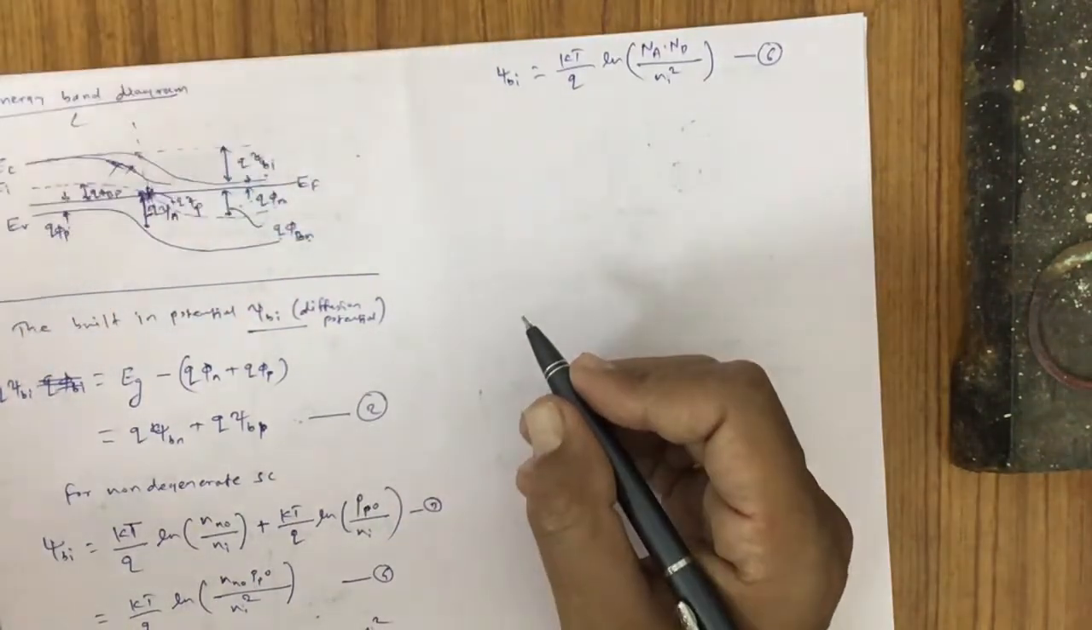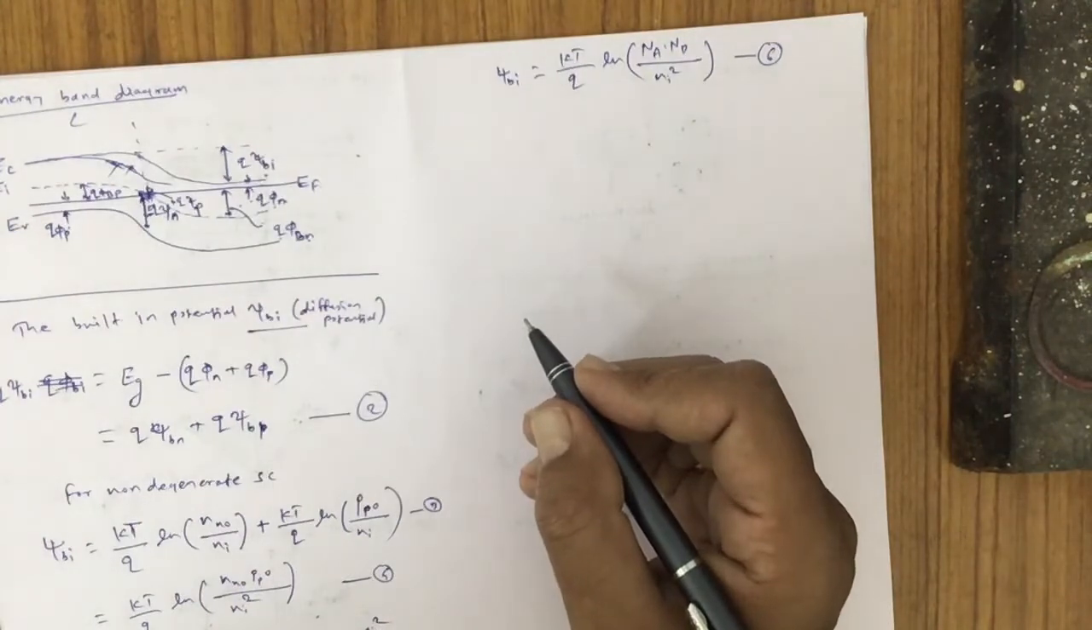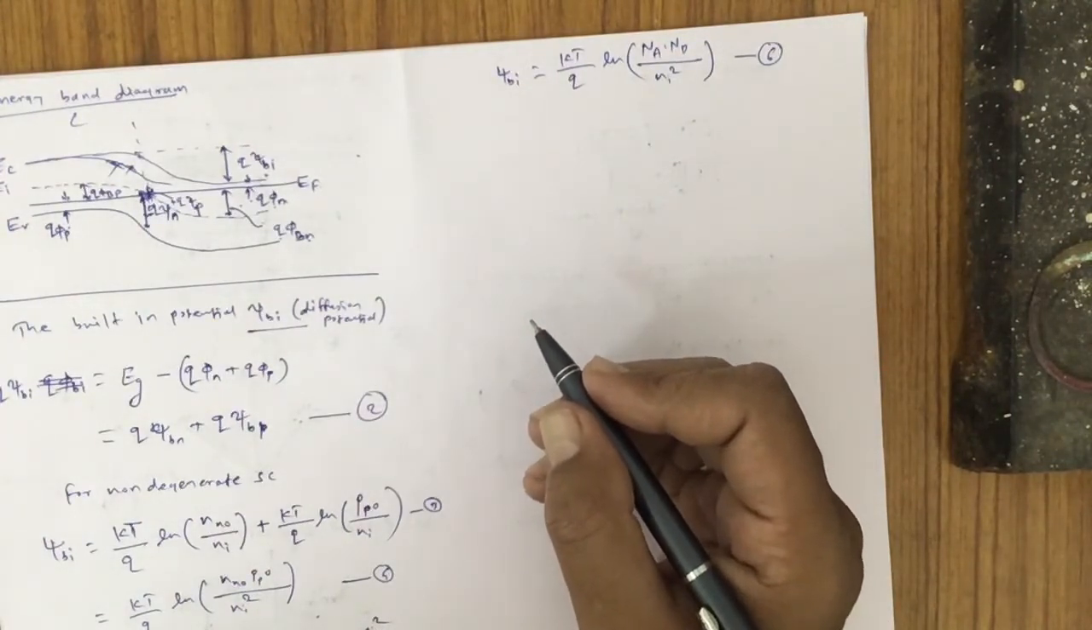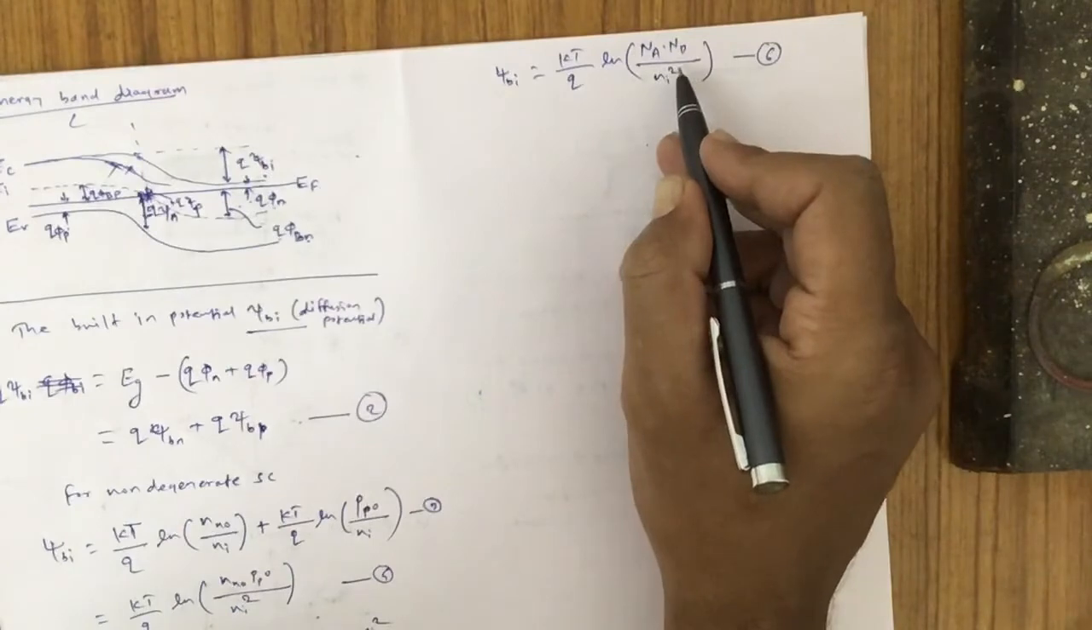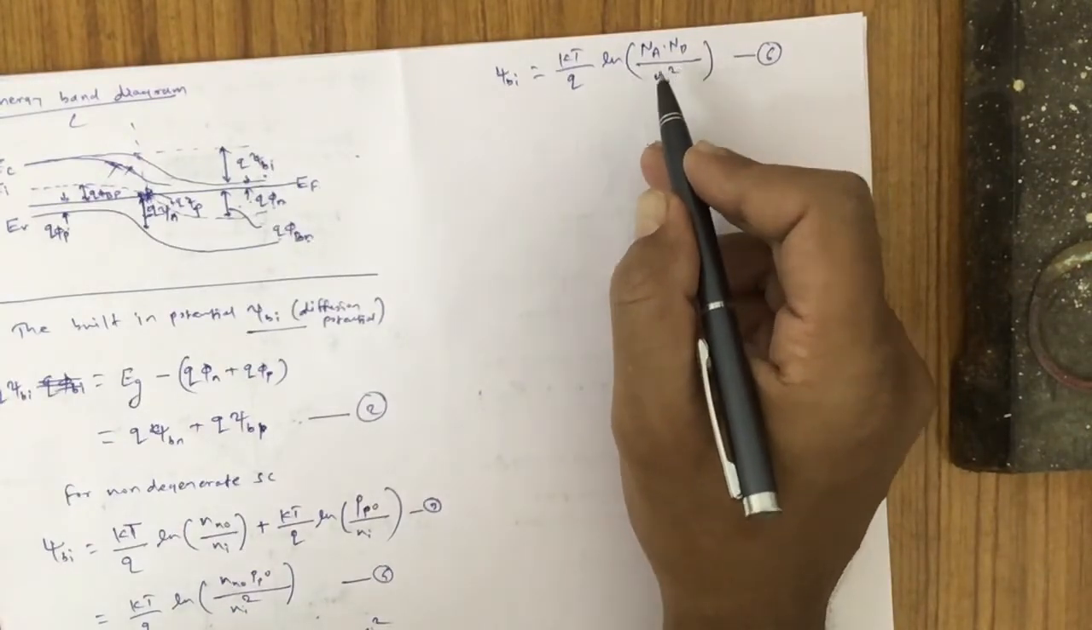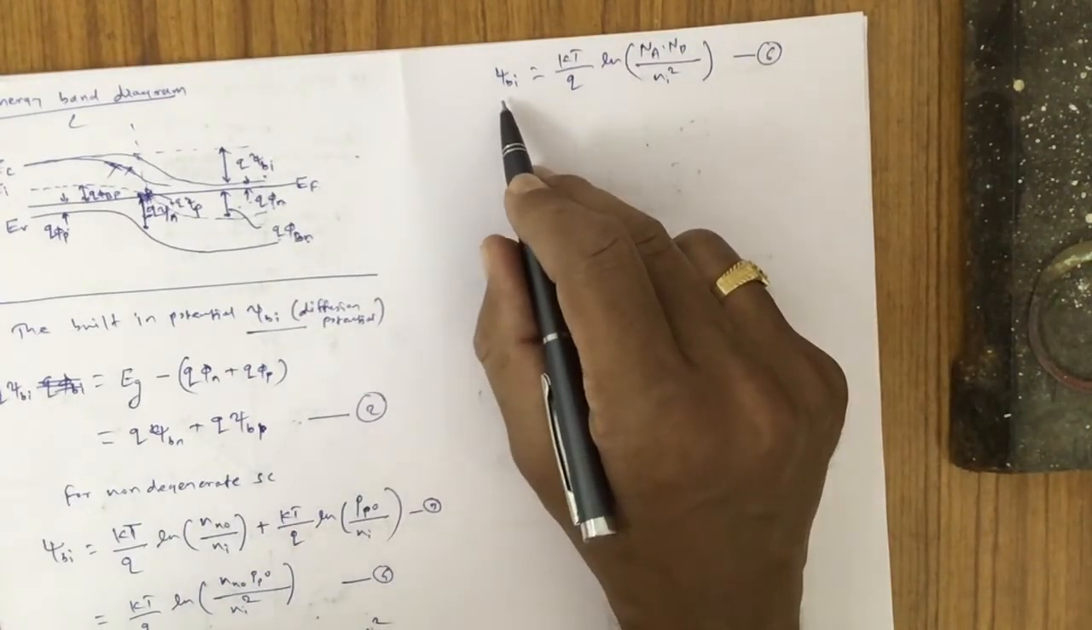So this is a relationship between the carrier densities on either side of the junction. We can have the carrier densities on one side of the equation, and on the other side we will be having the potential.